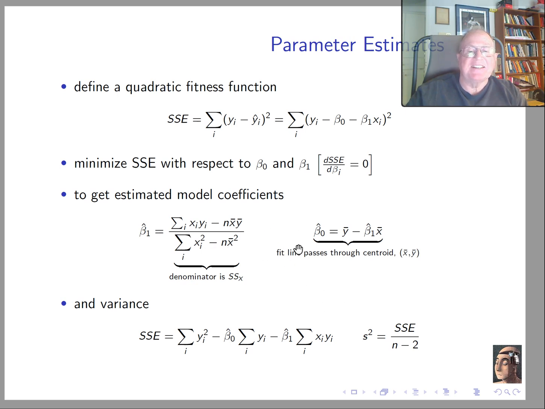If we take these definitions and plug them back into the SSE equation, we'll actually get a way to calculate what the sum of squared errors is. So you can see that we've got data here, and then we've got the intercept and the slope, which of course are also functions of data. And so completely from the data, we can get the sum of squared errors. Then we can get the variation around the line, we'll call it s squared for now, which is just the sum of squared errors divided by degrees of freedom, which in this case happens to be n minus 2.